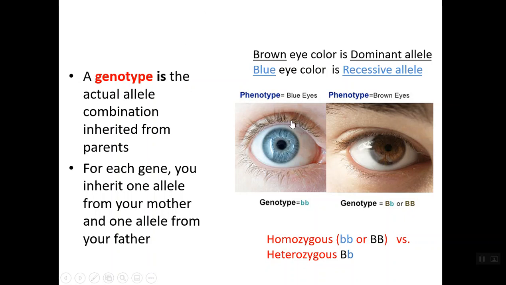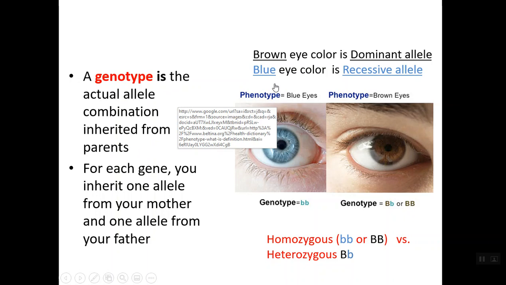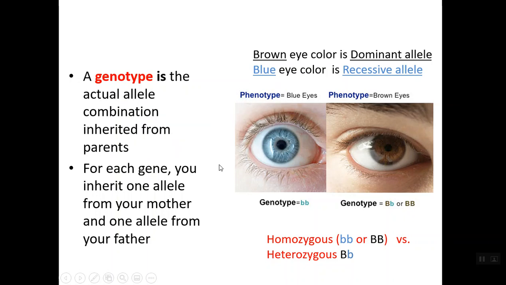Let's consider the eye color. Before moving on, I also need to define another term. Remember, genotype is the actual allele combination that you inherit from your parents. A phenotype is what manifests, okay? Now, a phenotype, what is manifested, does not necessarily coincide with your genotype. It depends. For instance, let's look at a person that displays a blue eye phenotype.